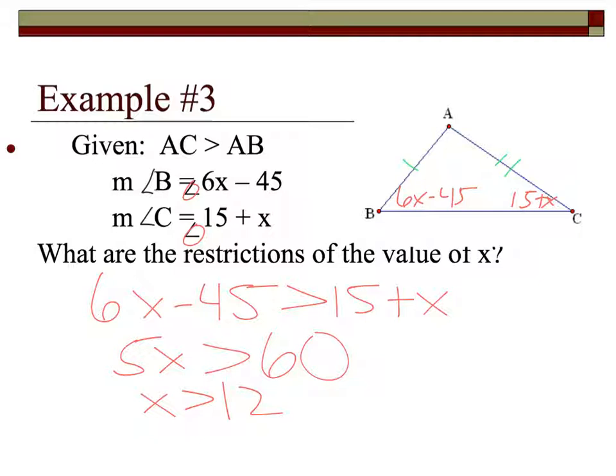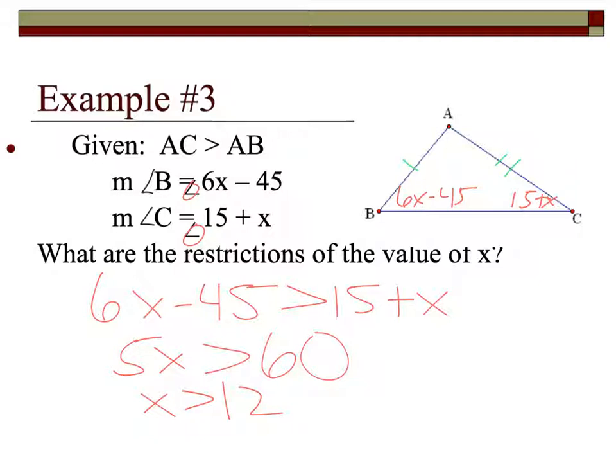Now let's think about this for a sec. Could x get infinitely bigger? Like, can I keep going with x? Could I put in 1,000,000 for x? Well, would that make sense? 15 plus 1,000,000, 1,000,015. Can I have that as a degree measure in a triangle? Heck no. If I'm talking about angles here, I've got to have an upper bound as well as a lower bound. Obviously, I don't want to go negative, and if x is greater than 12, there's got to be some restriction above.